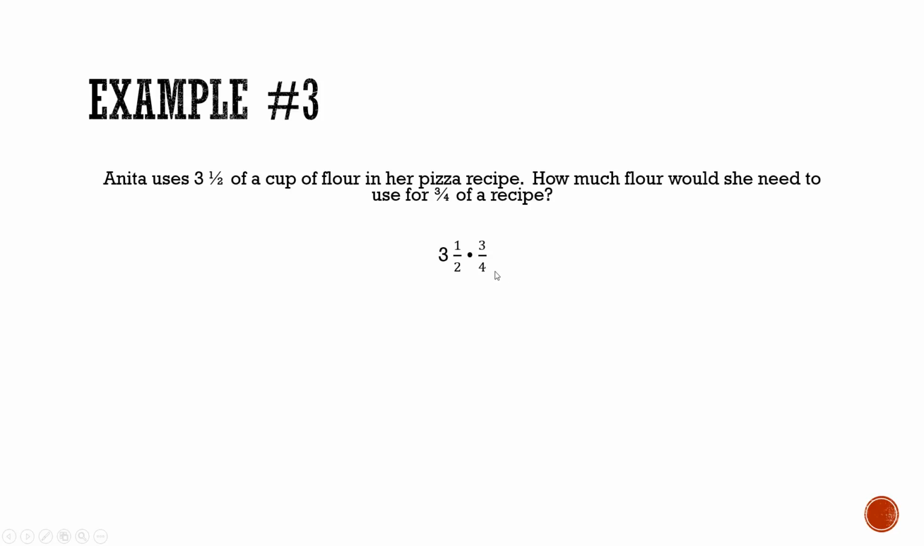And the first step says that we need to convert into an improper fraction, which gives us 7 over 2 times 3 over 4. And I can't do any cross-canceling, so I'm just going to multiply across and get 21 over 8. Or if I convert it into a proper fraction, that will be 2 and 5/8. And as you can see, these two numbers are different from each other, and that second number is smaller because we're talking about a smaller recipe.